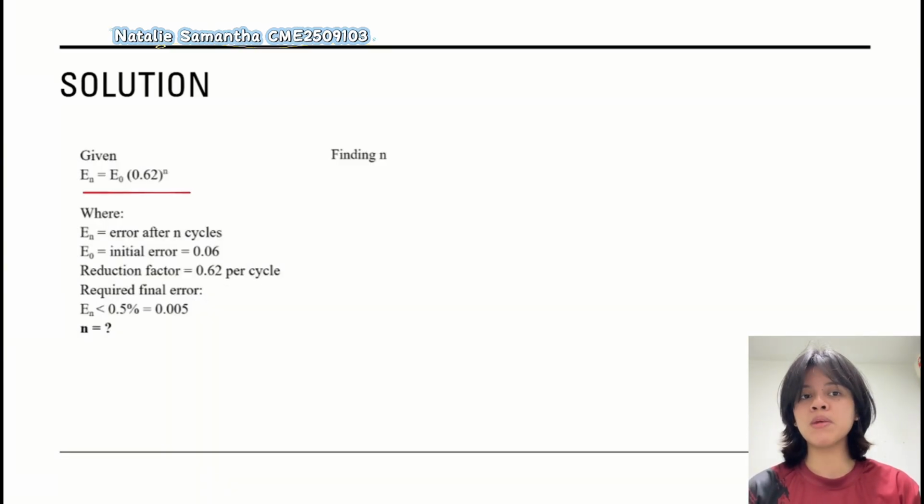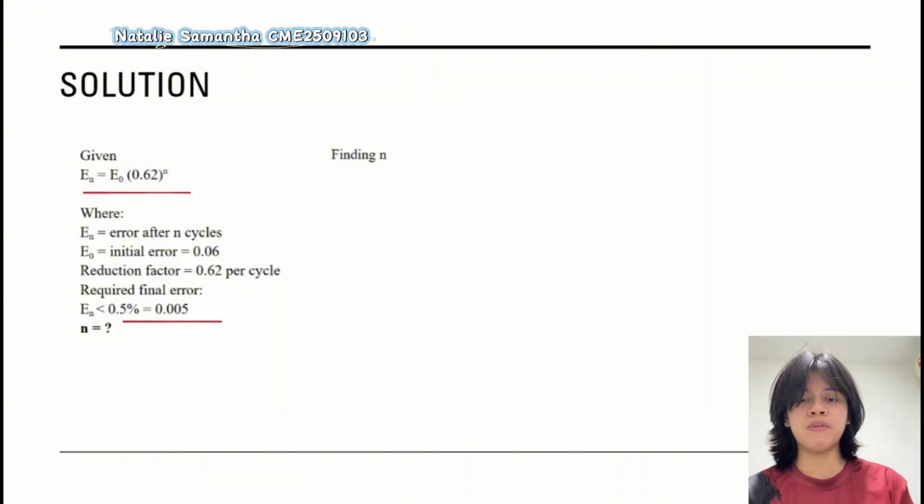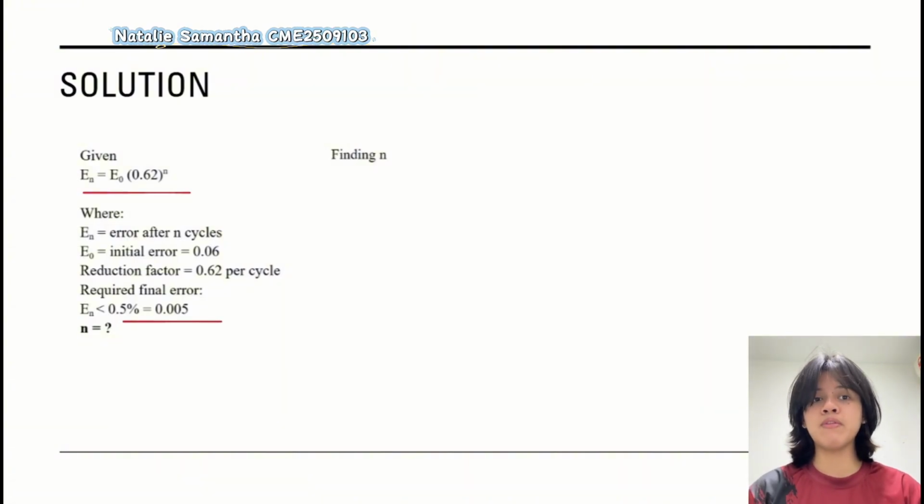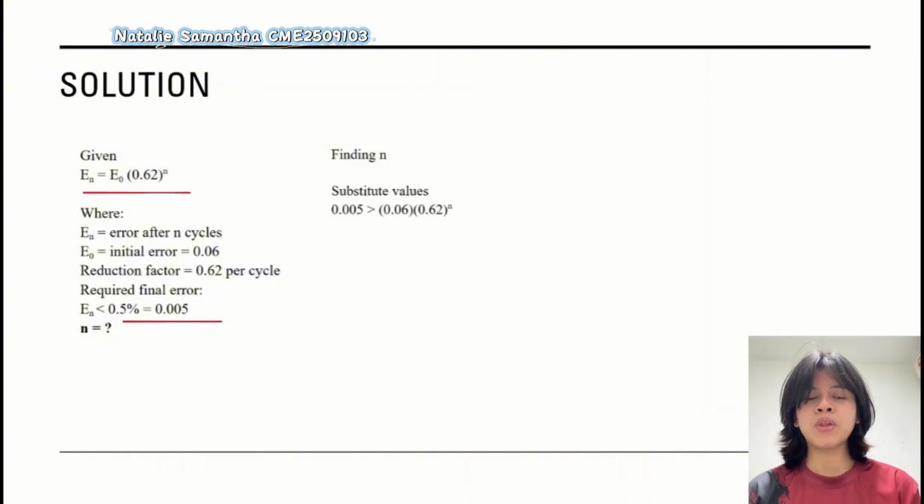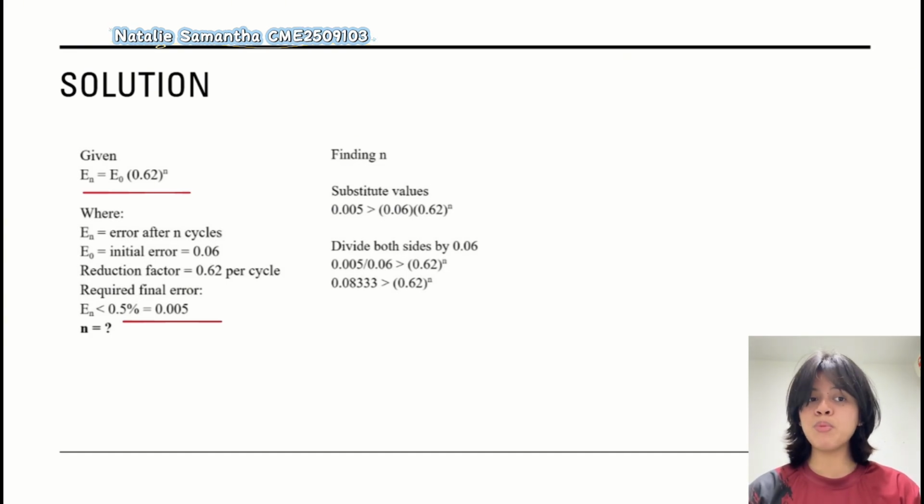and we are also given the maximum error percentage, which is 0.5%. Therefore, we can input the values right away to find n. Now we can input 0.005 is larger than 0.06 times 0.62 to the power of n. This ensures that the term n will create a number that does not exceed 0.005. We can divide both sides by 0.06 to get 0.8333 is larger than 0.62 to the power of n.